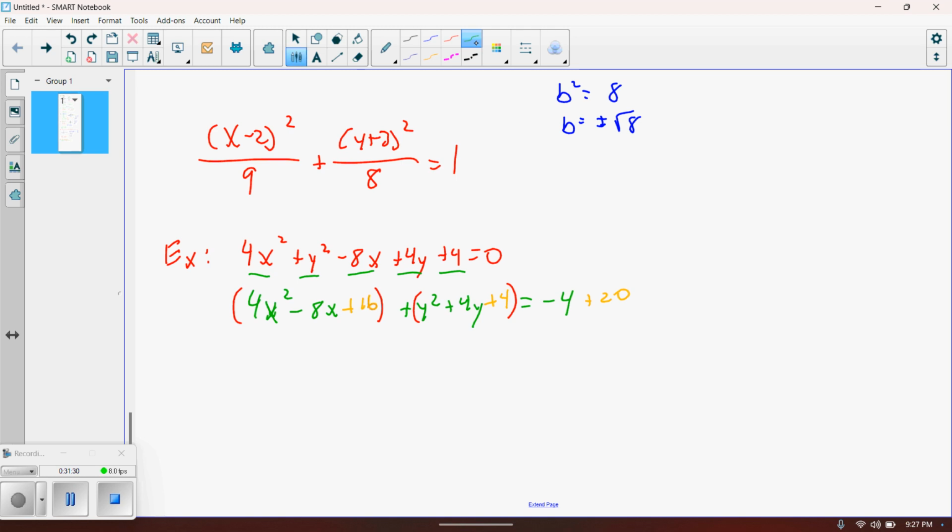Technically, I probably should have done some factoring work up front, but it's okay that I didn't. You should see in the first set of parentheses, I can factor the 4 out, which will leave me with x squared minus 2x plus 4. And then the second one, I'm just going to rewrite for now, and we'll factor it all at the same time. And then that's going to equal 16.